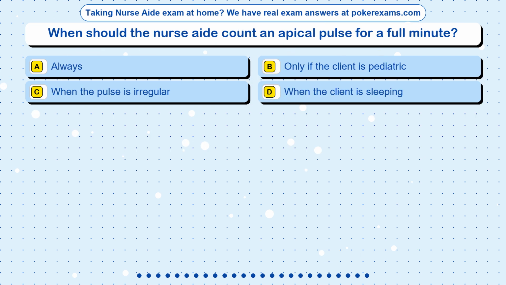Question 8. When should the nurse aide count an apical pulse for a full minute? Option A. Always. Option B. Only if the client is pediatric. Option C. When the pulse is irregular. Option D. When the client is sleeping.